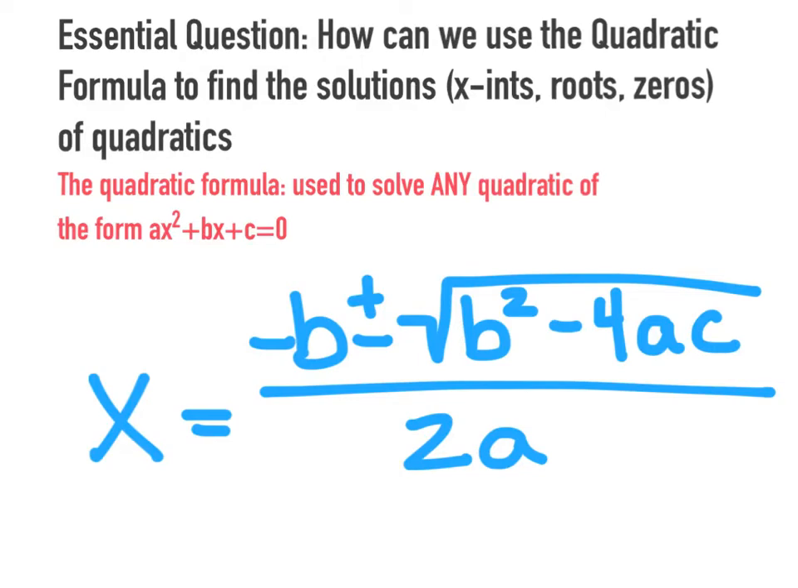If we have something in standard form, ax squared plus bx plus c, we can solve using x equals negative b plus or minus square root of b squared minus 4ac all over 2a. This formula is very important with quadratics. So let's see how we use it.